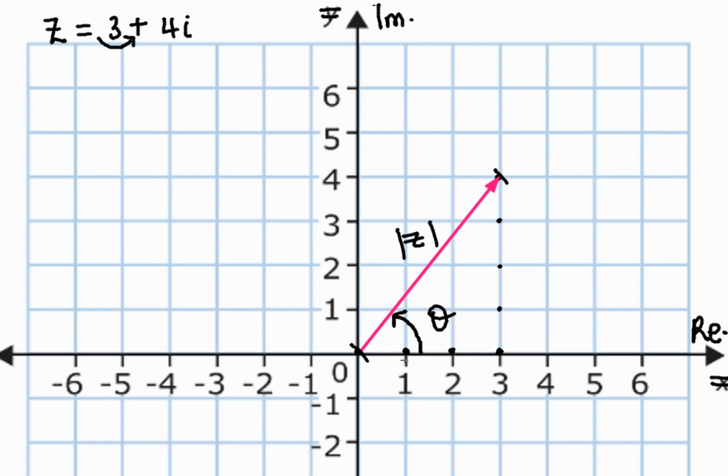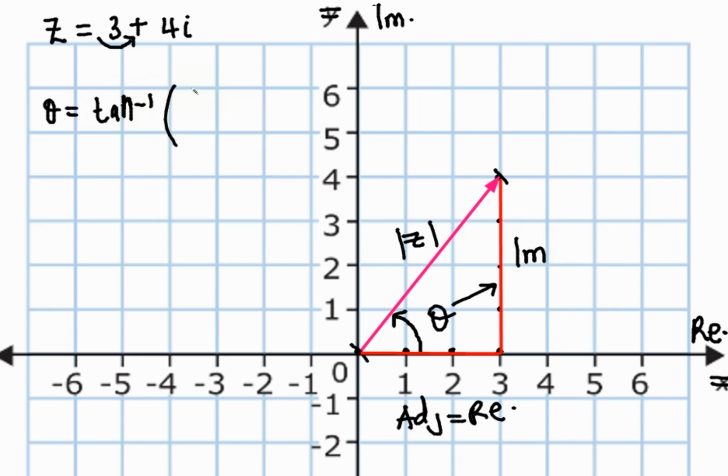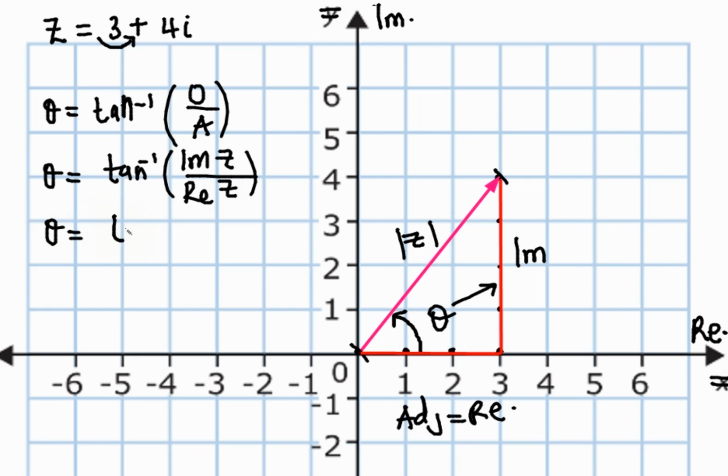Okay, we first draw our right angled triangle like that, and after drawing it, we see that we have the opposite of this angle, which is equal to the imaginary part, and then the adjacent of this triangle, which is the real part. Okay, so to obtain the angle theta, we shall say theta is equal to tan inverse of the opposite over the adjacent. Okay, so theta is equal to tan inverse. The opposite is the imaginary part of the complex number z, and the adjacent is the real part of the complex number z. Therefore, theta is equal to tan inverse.